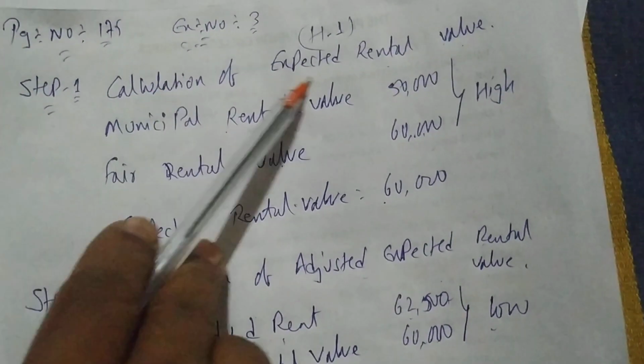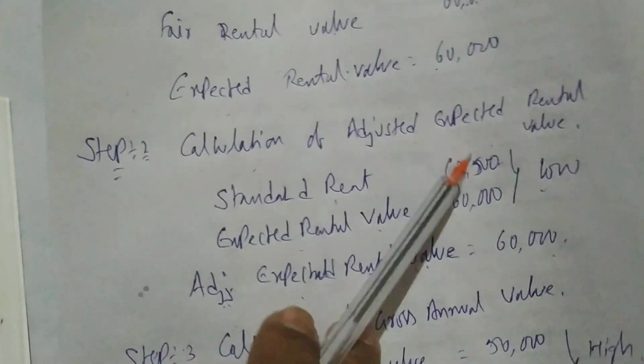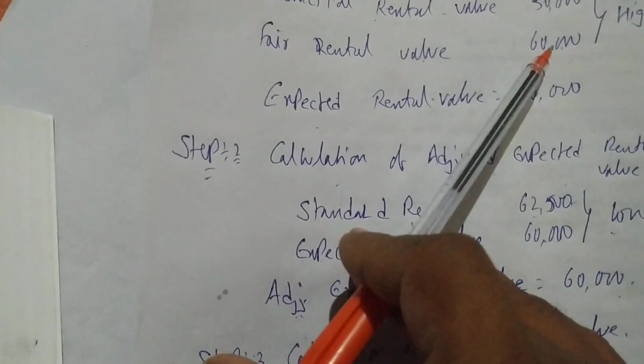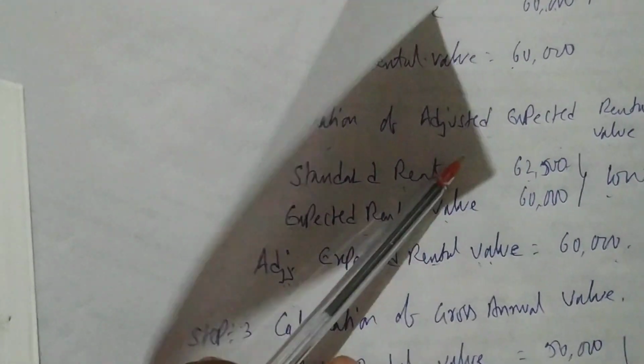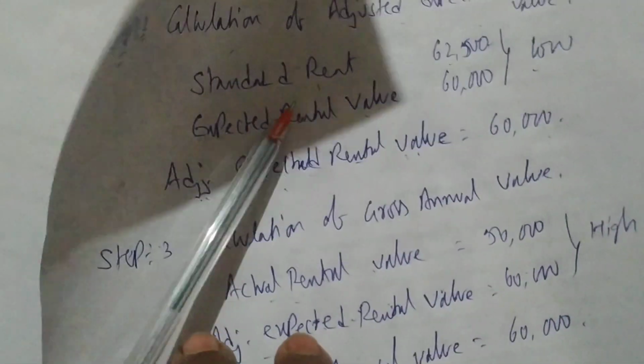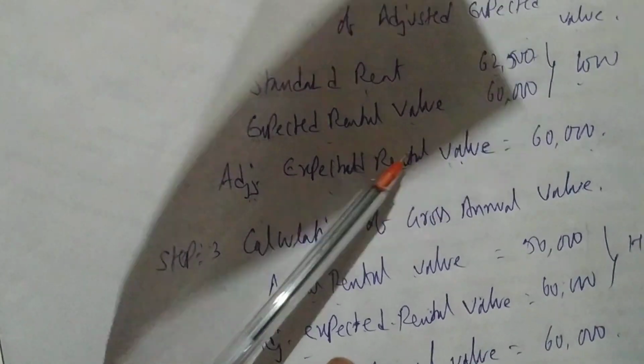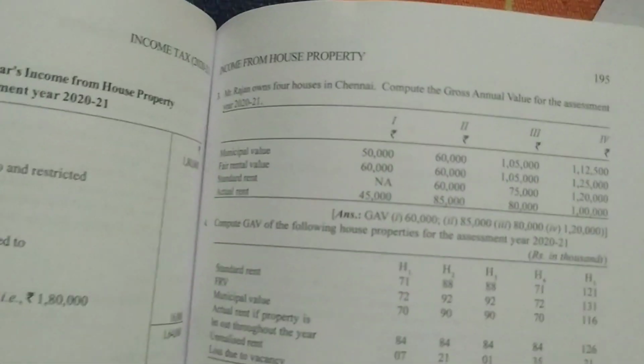Same 3 steps. ERV first calculate, adjusted ERV and GAV. How to find out ERV: MRV, FRV, whichever is highest. Adjusted ERV: standard rent, expected rent, whichever is low, that again becomes adjusted expected rental value, and GAV is the highest of the 3. So it's very easy, you can find out.